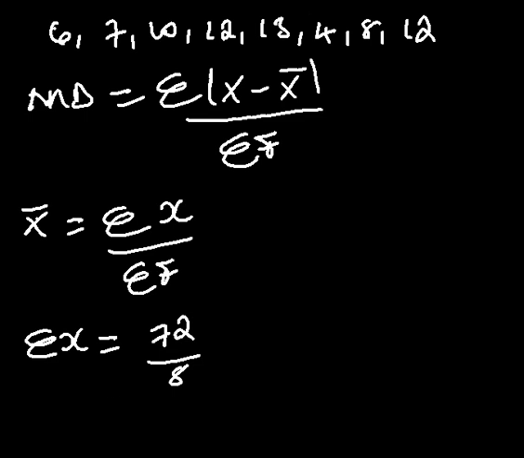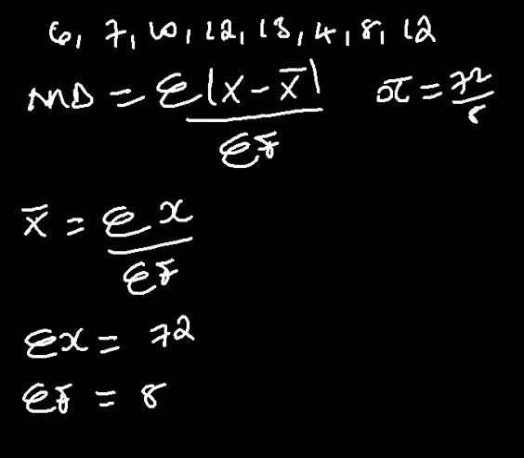So we have it as 72. Then the summation of the frequency, we have it as 8. Therefore, the mean, which is x bar, is given as 72 divided by 8. So what do you think 72 divided by 8 is? We have it as 9. So that is the mean of the data.